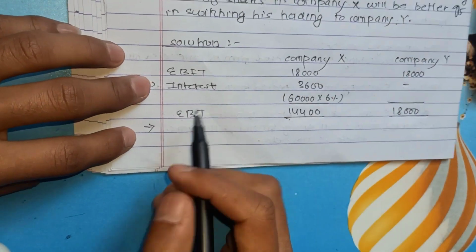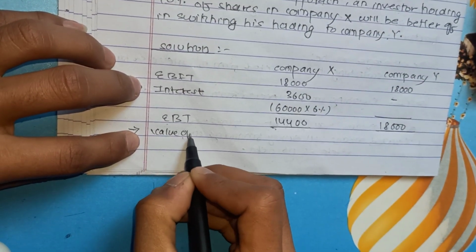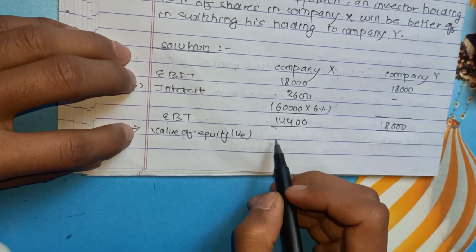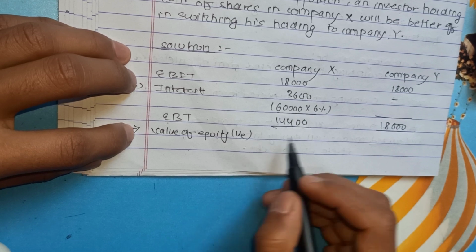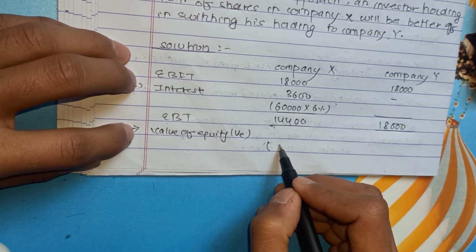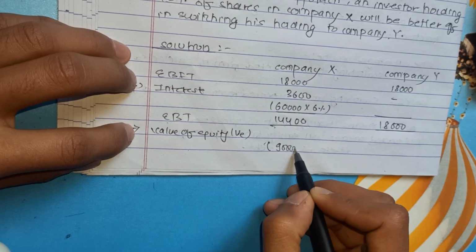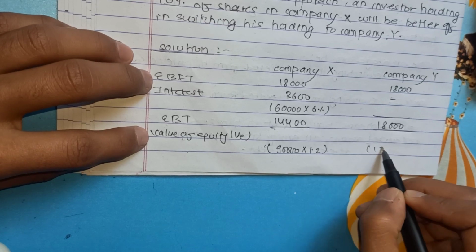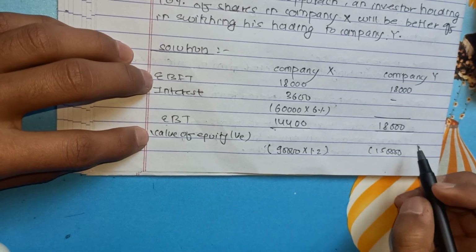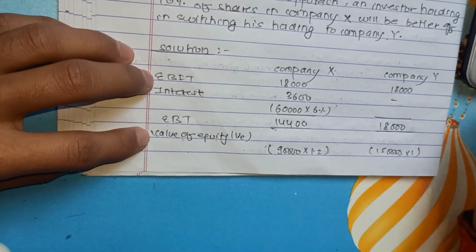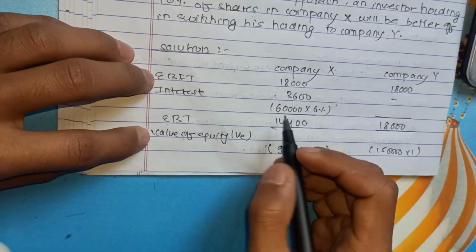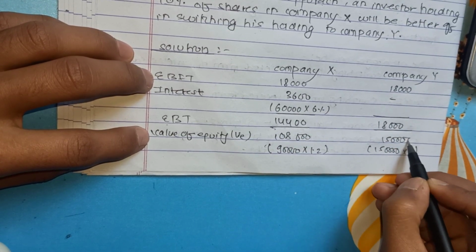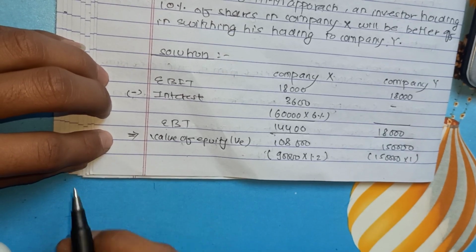Now the value of equity, which is denoted VE, means how much is the value of ordinary share: 90,000 multiplied by 1.2 market price. And similarly in company Y it has 1,50,000 ordinary shares into 1.2, that comes to 108,000 and 150,000. This is the value of equity.